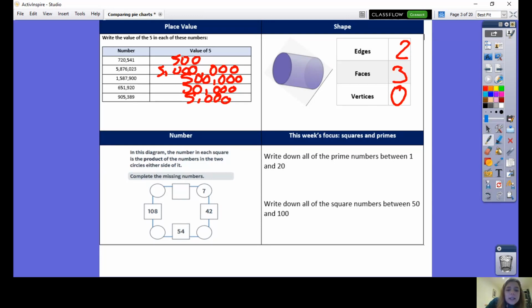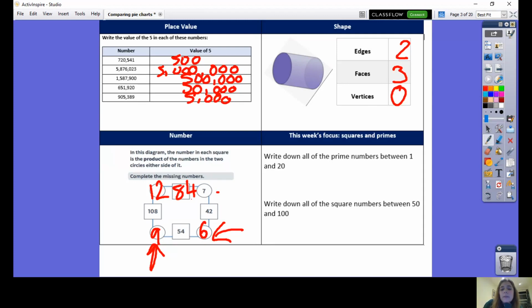Okay, I needed to think to myself, where shall I start? I would look here for this one because I know 7 times what makes 42. 7 times 6. My next step then would be to look at this one. 6 times what makes 54. 6 times 9. Okay, 9 times what makes 108. That would be 12. So the final square is 7 times 12, which is 84.